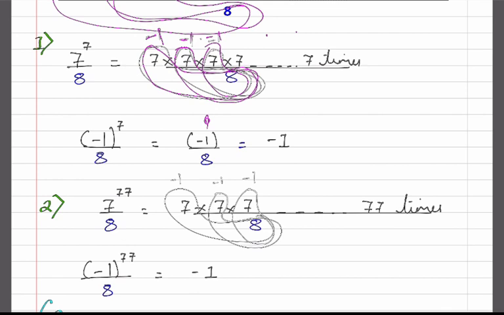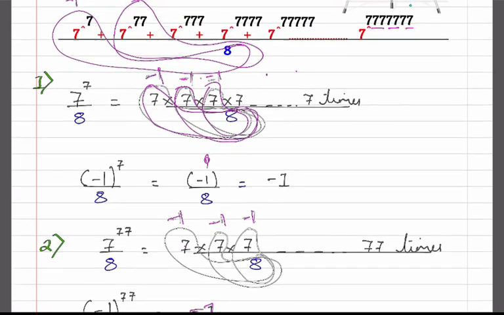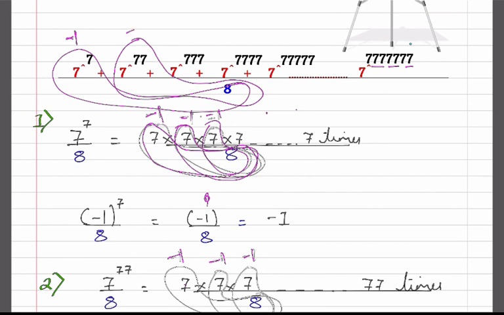Again 7 divided by 8, negative remainder, minus 1, minus 1, minus 1. How many minus 1? 7 times. Minus 1 multiplied 7 times is again minus 1. Now can you identify a pattern here? Every time if it is 7 or a 77 or 777, you multiply minus 1 odd number of times. And whenever you multiply minus 1 odd number of times, you will always get the result as what? Minus 1.